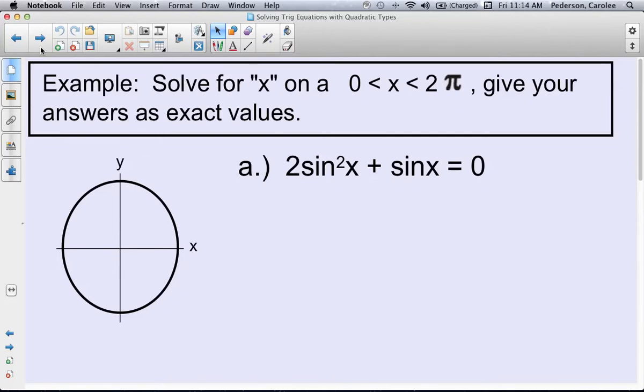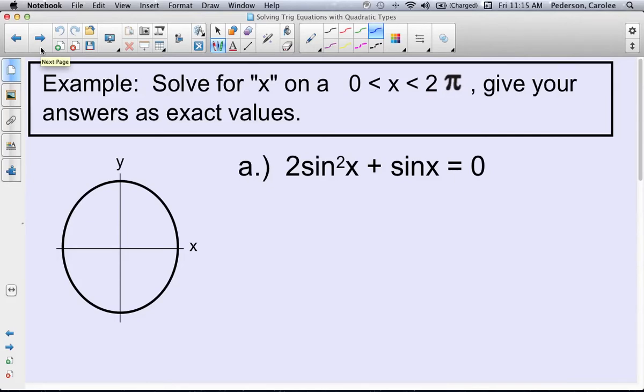We want to solve this equation for x, and we're given the domain restriction from 0 to 2 pi, so that first revolution. And we want to give the answers as exact values. So we are going to do some factoring. In this example, 2 sine squared of x plus the sine of x equals 0, and we want to find out what x is.